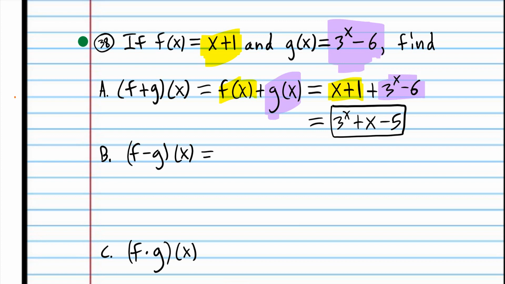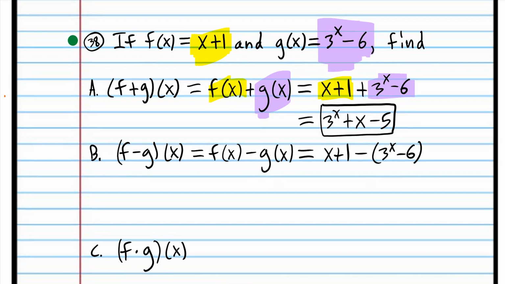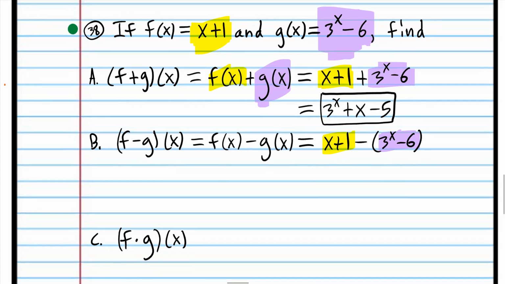Okay, we're back. So f minus g of x is just f of x minus g of x, as you can imagine. So that's just x plus 1 minus, and we have to use parentheses. It's almost a guarantee, like I said, that students are going to not write parentheses there, and you're going to get the wrong answer.